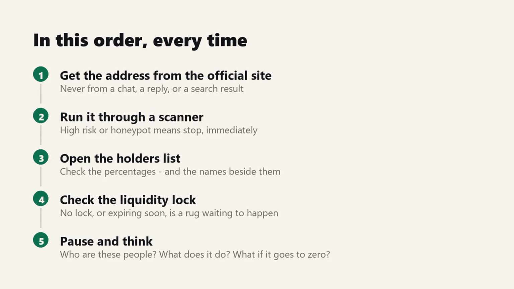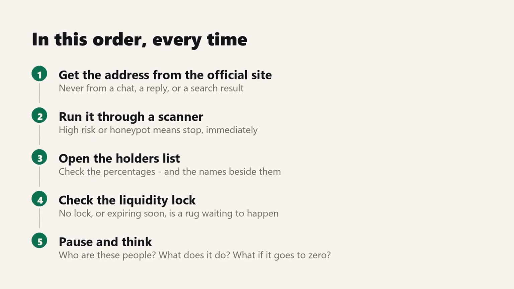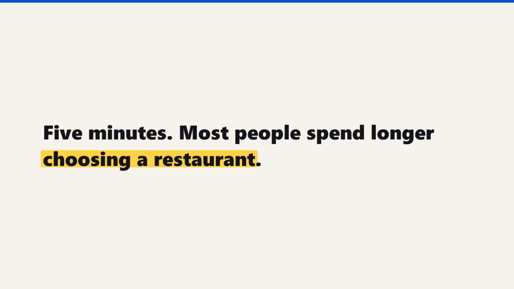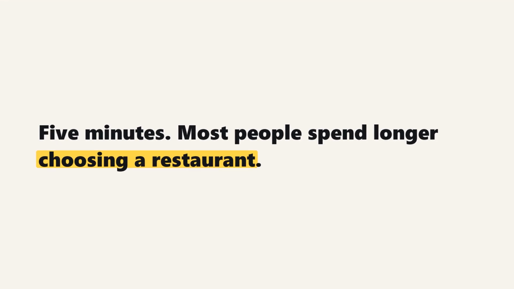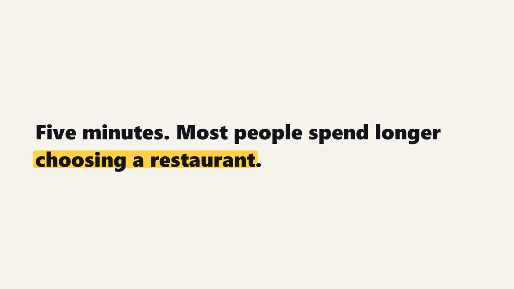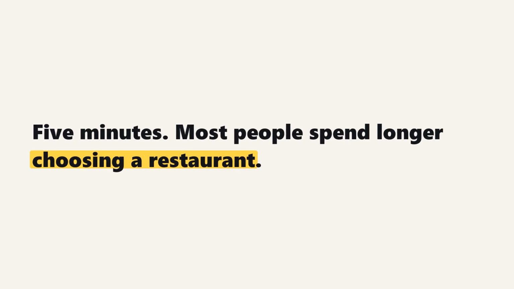Step 4. Check the liquidity lock. No lock or a lock expiring soon, and you treat it as a rug waiting to happen. Step 5. Pause and ask the 3 questions no tool can answer for you. Who are these people? What does this actually do? And what happens to me if it goes to 0 tomorrow? That is it. 5 minutes. Most people spend longer choosing a restaurant.